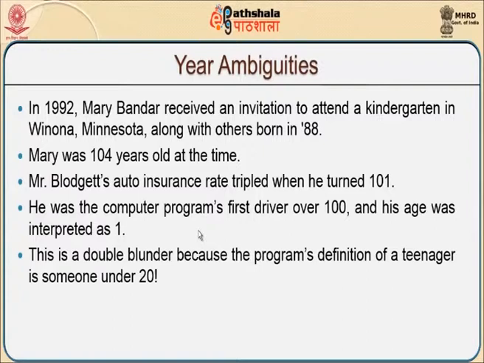So the computer program first drove over 100, and his age was interpreted as 1, because the maximum age limit was set to 100 and the computer interpreted the age mentioned as 101 as 1. So this was a blunder, a mistake that the computer generated, which landed in faulty software.